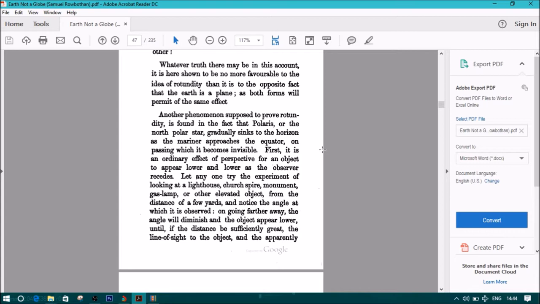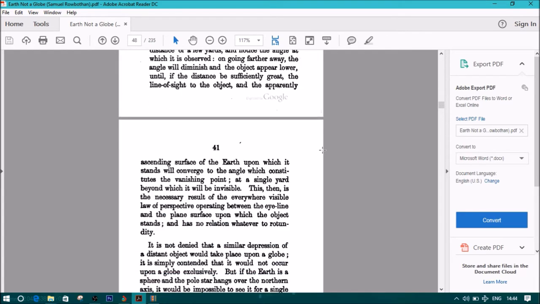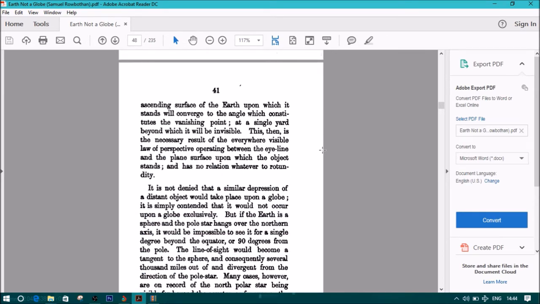First, it is an ordinary effect of perspective for an object to appear lower and lower as the observer recedes. Let anyone try the experiment of looking at a lighthouse, church spire, monument, gas lamp, or other elevated object from the distance of a few yards, and notice the angle at which it is observed. On going farther away, the angle will diminish and the object appear lower, until, if the distance be sufficiently great, the line of sight to the object and the apparently ascending surface of the earth upon which it stands will converge to the angle which constitutes the vanishing point, at a single yard beyond which it will be visible.